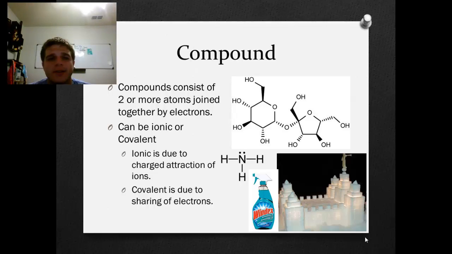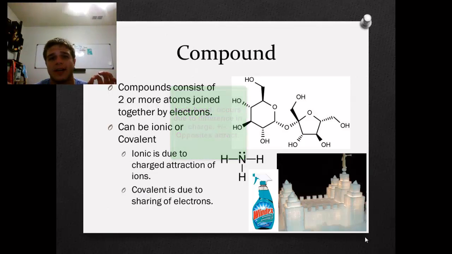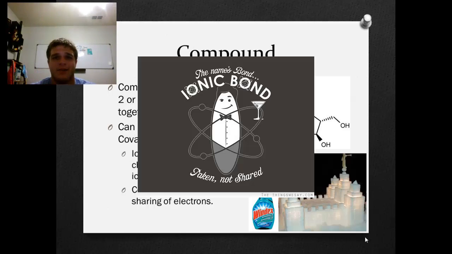So compounds consist of two or more atoms joined together by electrons, all right? Now we can share these electrons in what's called a covalent bond, like what happens in sugars, or even in ammonia. But we can also have what's called ionic bonding, which occurs in salts. Salt, sodium chloride, is where a sodium ion is bound with a chlorine ion. Cation, anion come together, plus and minus, opposites attract. They come together and form a compound. They're linked together by difference of charge.